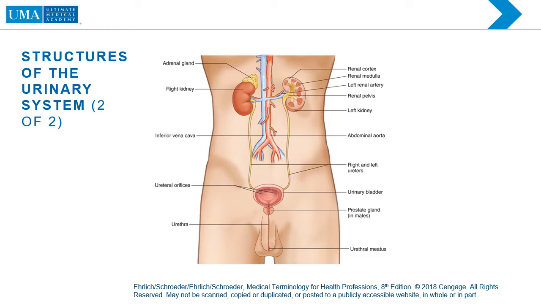Now, looking at the illustration, the primary structures of the urinary system are shown here in the male. You'll see the kidneys. Now, it's also important to point out the prostate gland, which is part of the male reproductive system, and it surrounds the urethra.